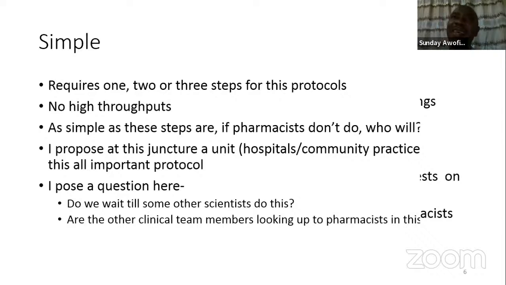But I am saying this evening that even in community practice settings and in hospital practice settings, where we have most of our members, clinical pharmacists, we will need to start from the scratch and be sure that the molecules we have, or the product we have in our hands, actually contain what the label claim says they contain. So basic tests don't have any high throughput. It can be that simple. And as simple as these steps are, if pharmacists don't do these tests to confirm that these drugs are what they should be, before we move to higher levels of our care, then who will do it?